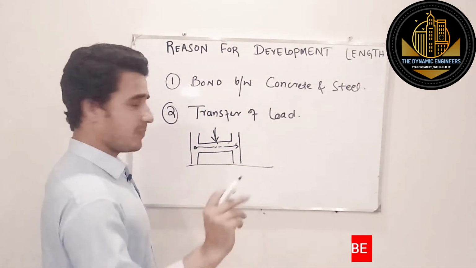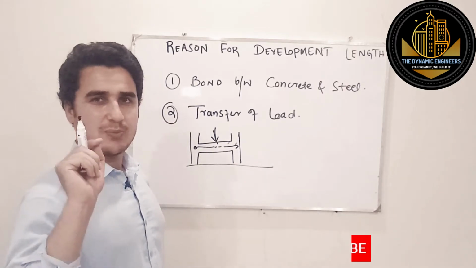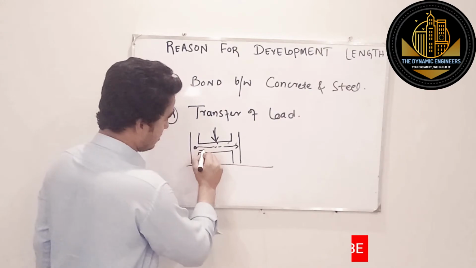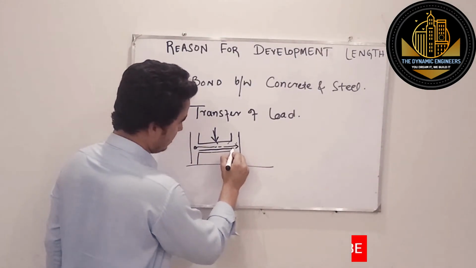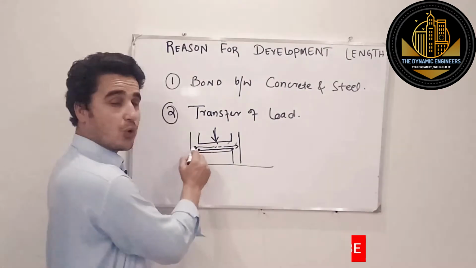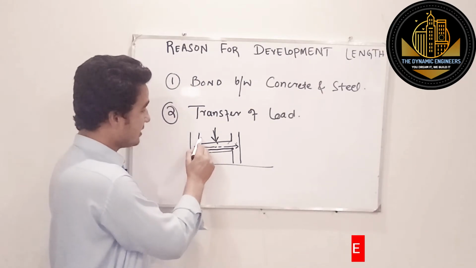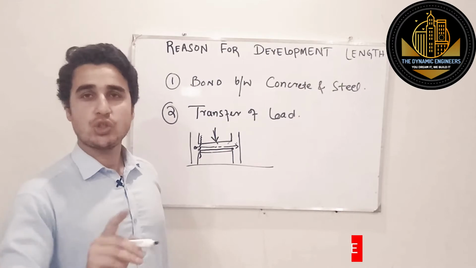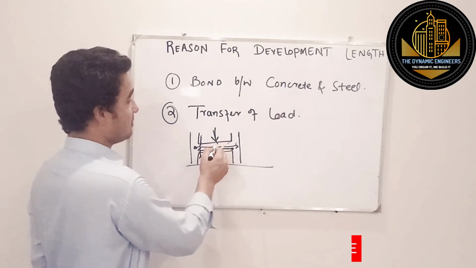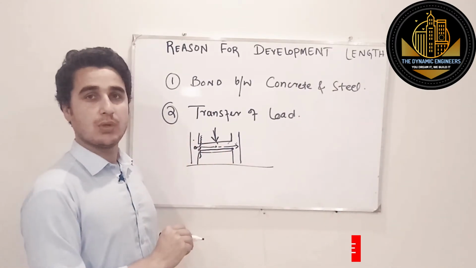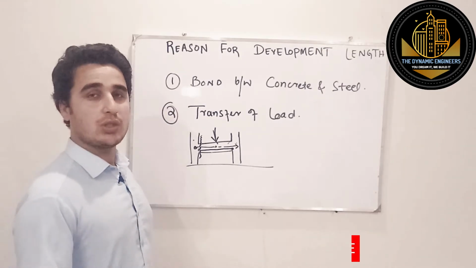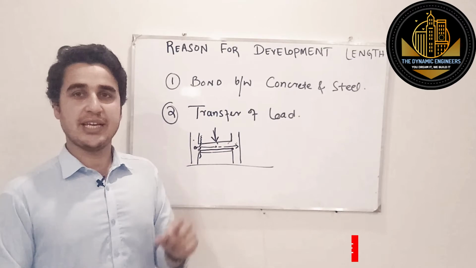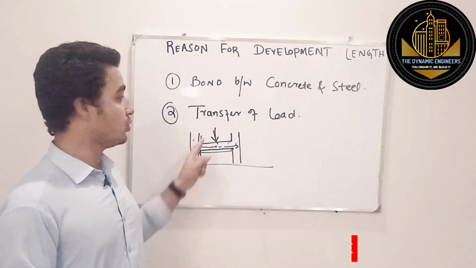Now, if the steel present in this beam ends somewhere here, like the end point of all these steel bars is here, then there is no chance of transfer of load from this beam to this column. Because all the steel rebars, all the main bars have to take the load and transfer it to the column.